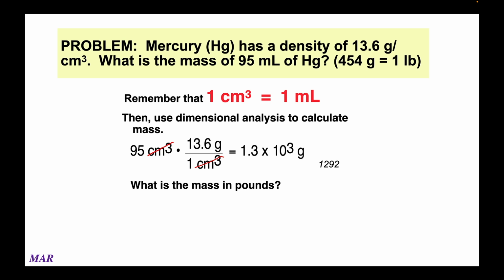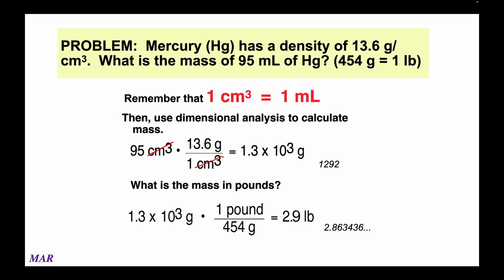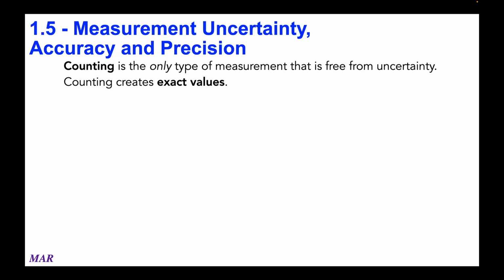Again, notice how in these factor label problems, you're starting with one type of unit and converting to another. In the last one, we went from centimeters cubed to grams. In this one, we're going to go from grams to pounds. So we'll take the grams and use the conversion of 1 pound over 454 grams. You can see how grams on the top cancels grams on the bottom. In your calculator, you'd go 1.3 times 10 to the third divided by 454, and you'd end up with 2.9 pounds of mercury.